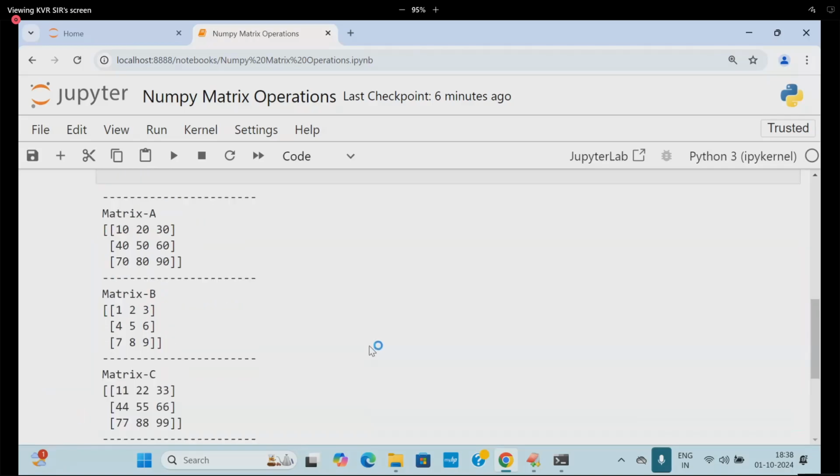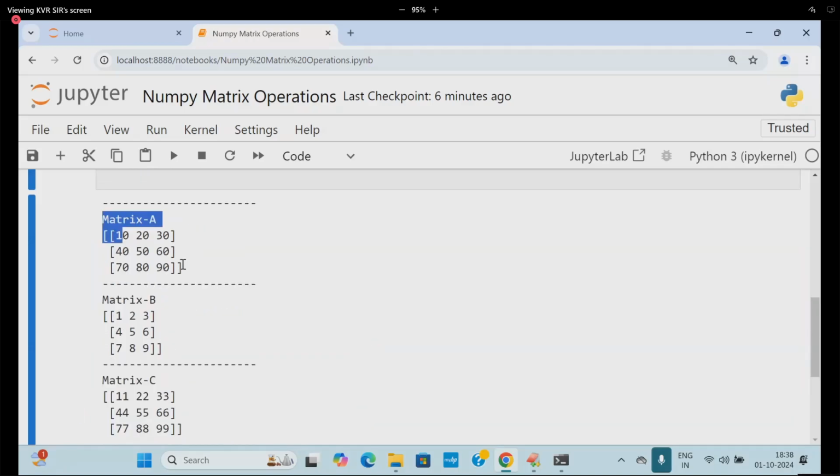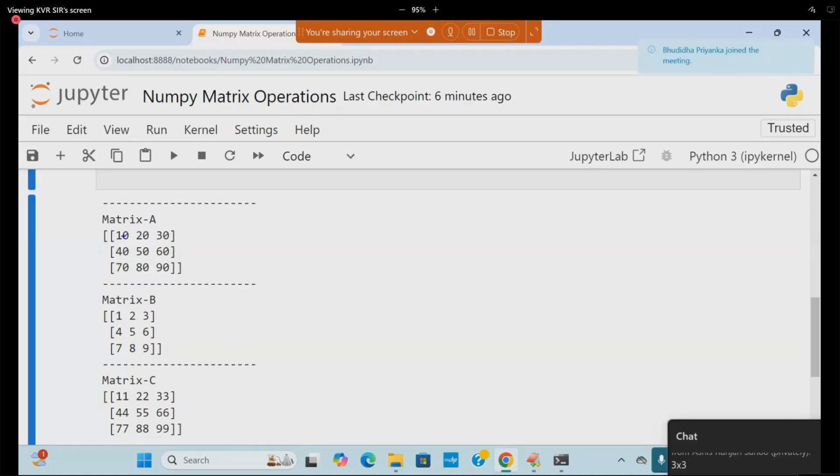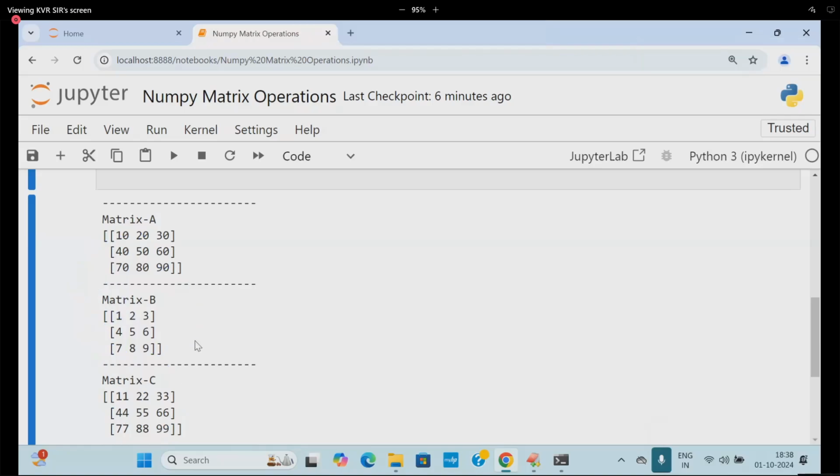Try to run this carefully. Matrix A, matrix B, and 10 plus 1. It's very easy. Don't take much time over it. 20 plus 2 is 22. And 90 plus 9 is what? 99. 70 plus 7 is 77. Is it not that all of them are added?